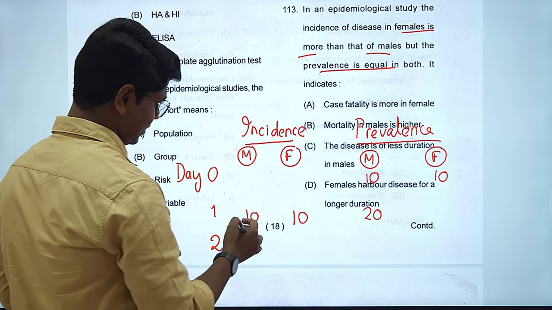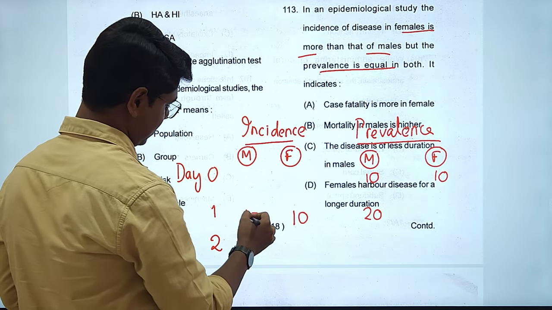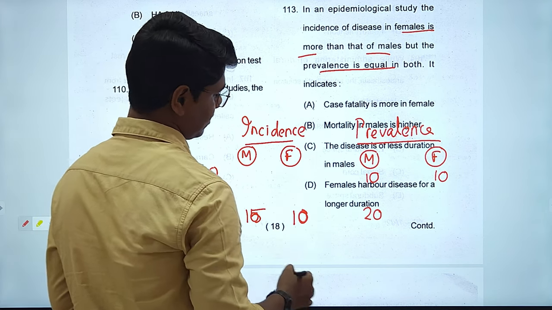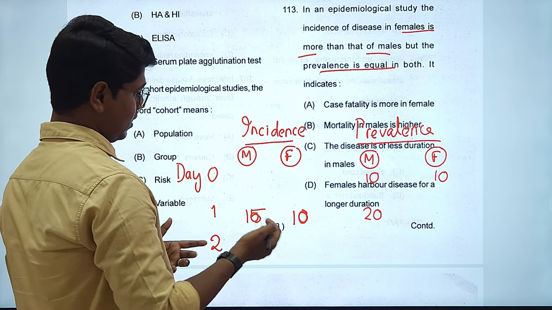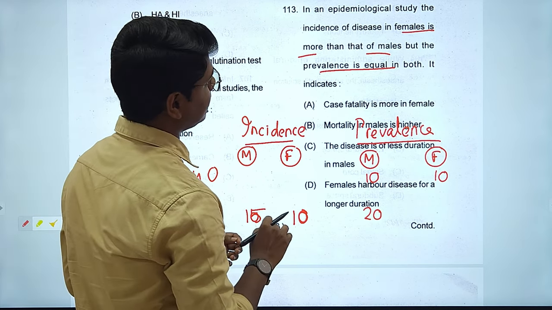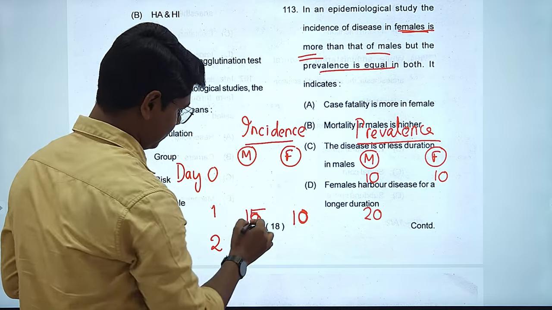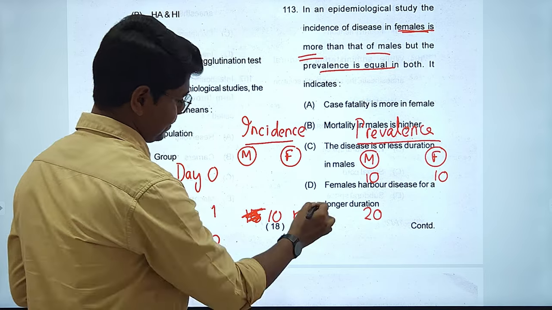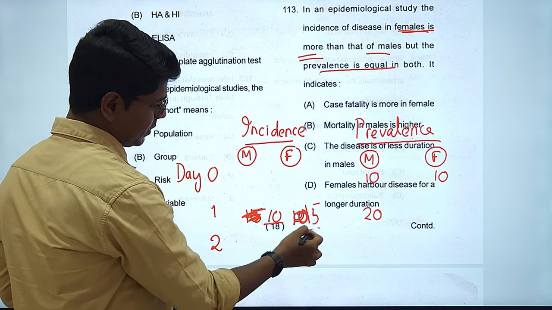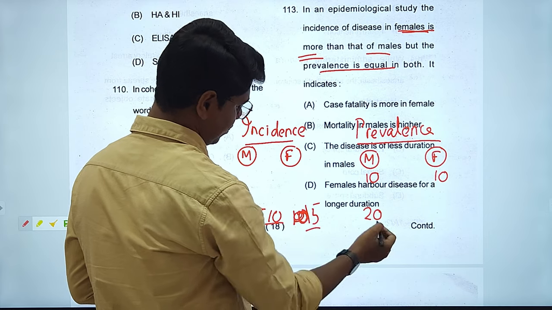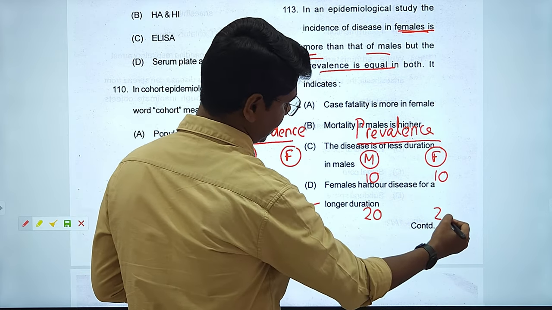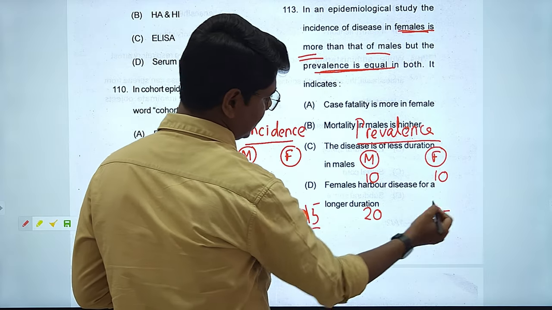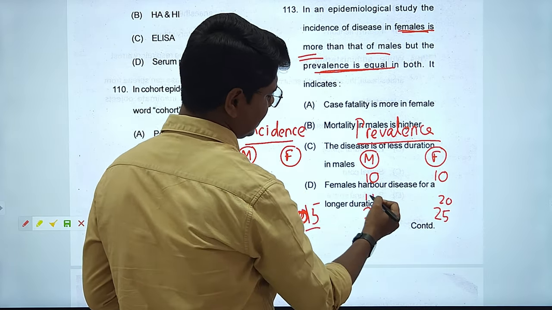Sorry, let me assume they are not the same. I'm really sorry, I'm a little bit confused. Yes, female actually has more, not male. Suppose male has 10 and female has more cases, like 15. So ideally the prevalence should be 10, 10, 20 and 10, 15, 25. But the question says that the prevalence is equal. It means this is 20 and this is 20, or you can say 18 and 18.